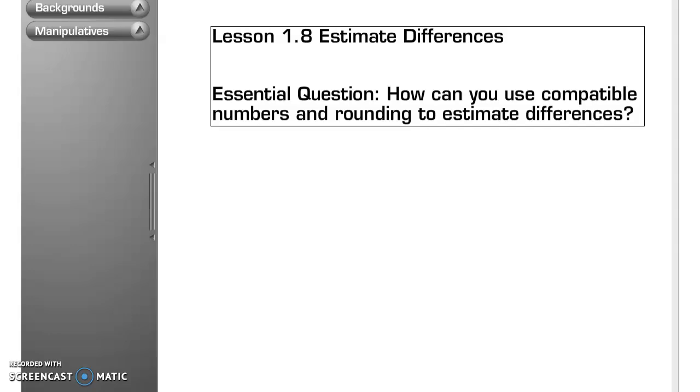Today is 1.8, estimate differences. The essential question is, how can you use compatible numbers and rounding to estimate differences?